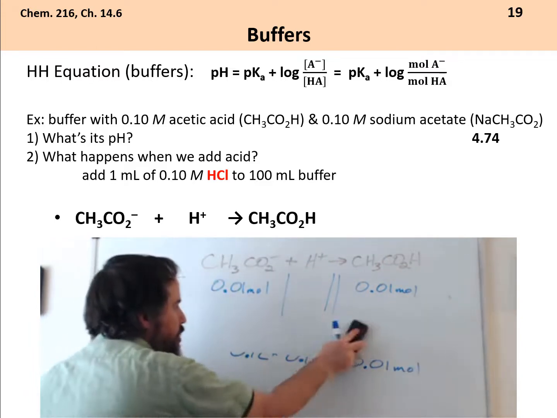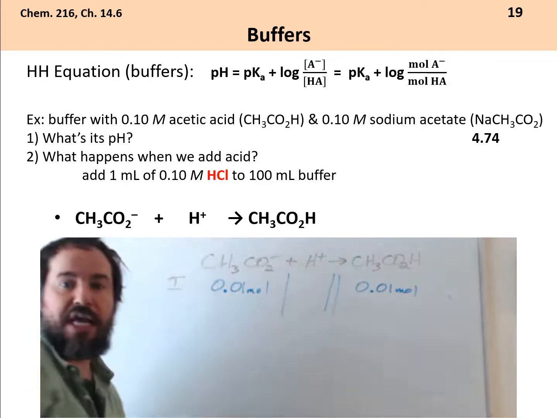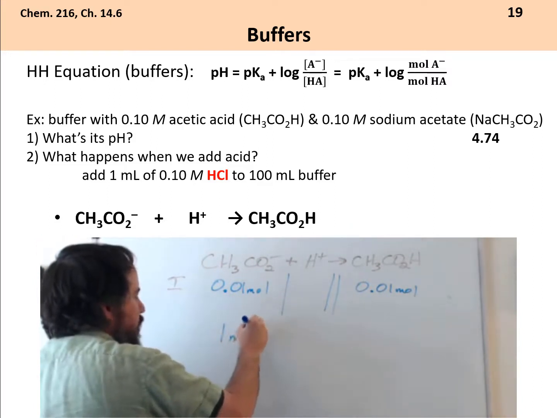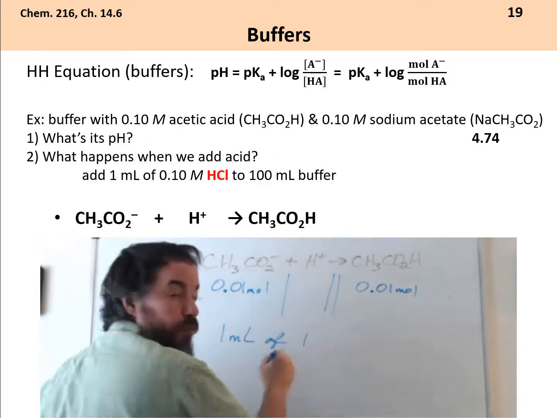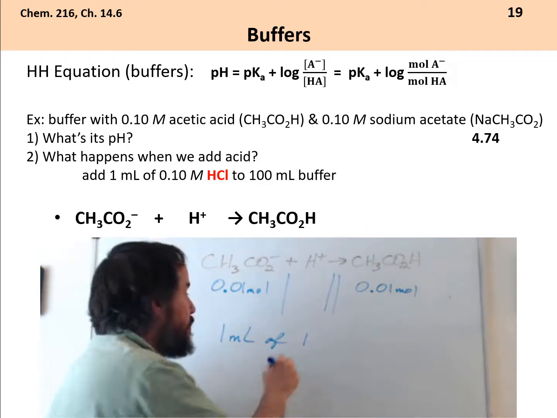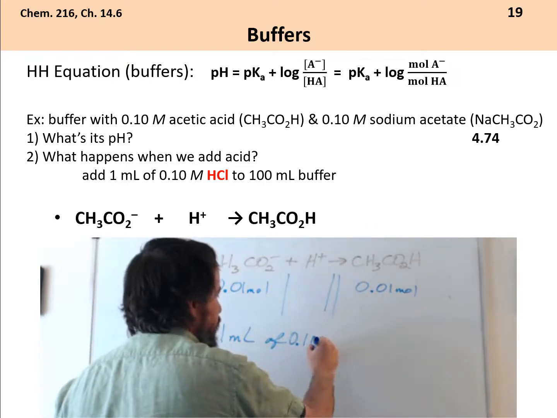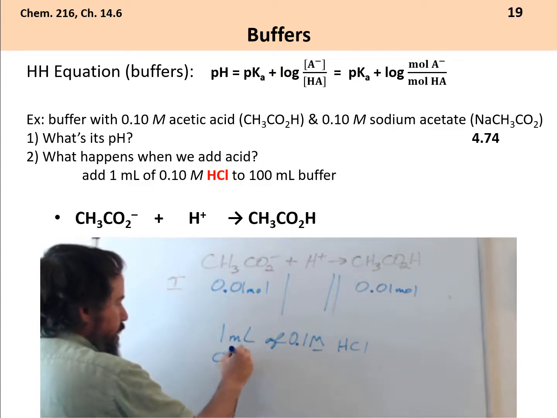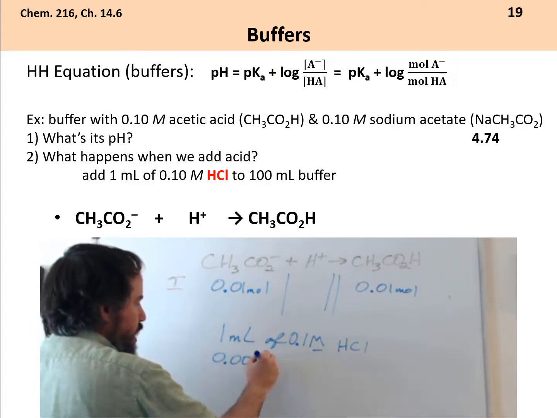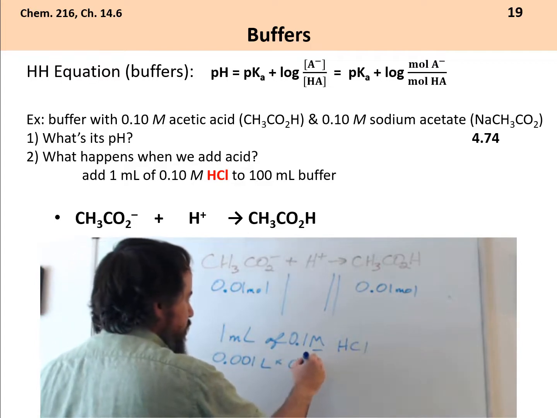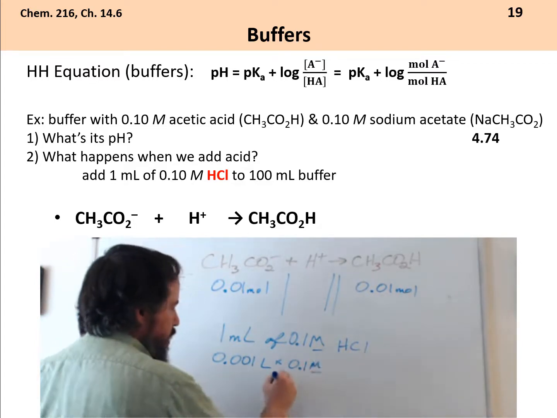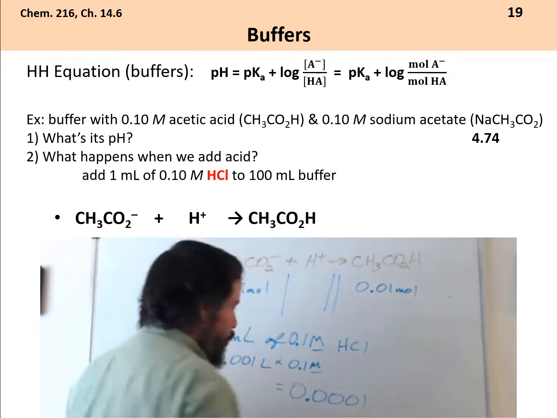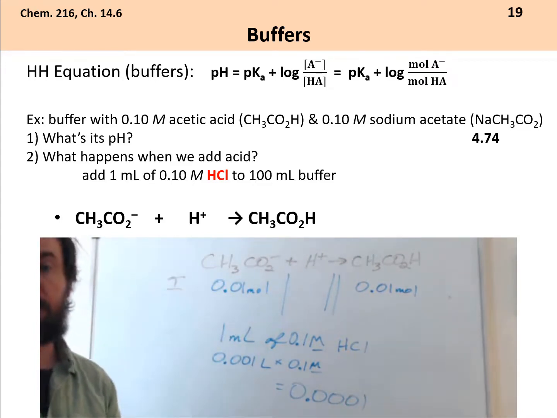And how much of my HCl do I have? Well, I've told you that I'm going to add 1 mL of 0.1 molar HCl. So that's going to be 0.001 liters times 0.1 molar. That's going to get me 0.0001 moles.